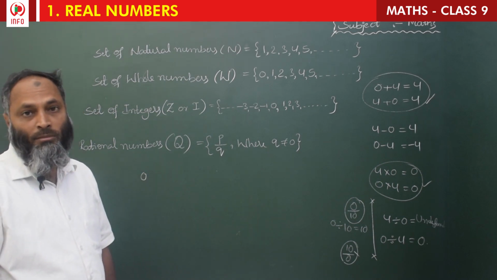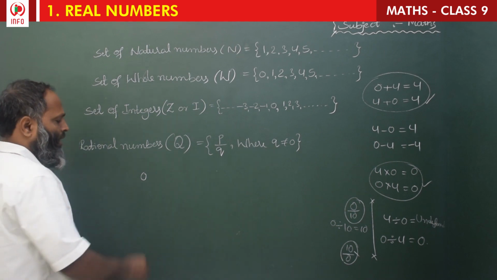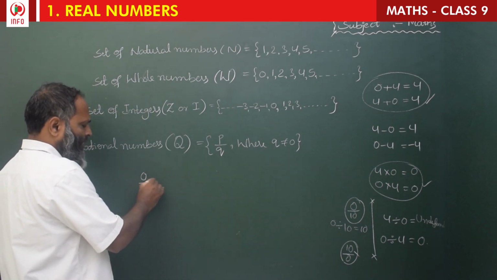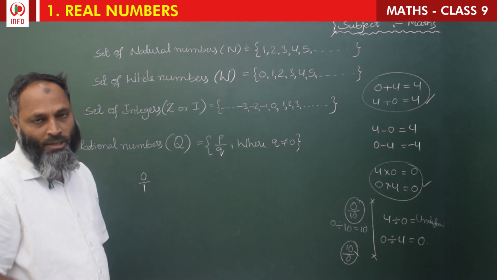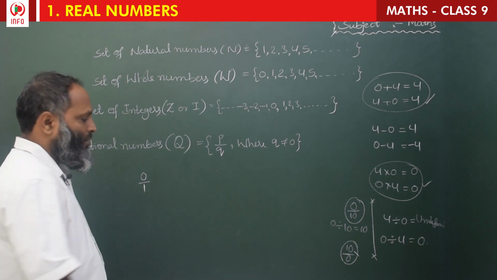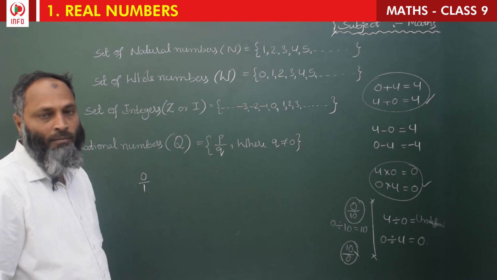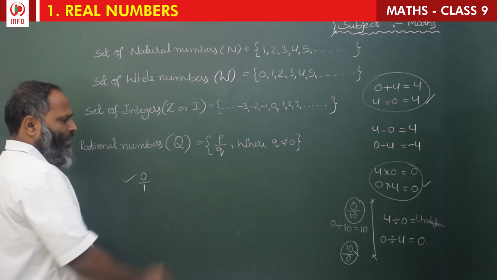Yes, 0 is a rational number. Why is it a rational number? A number without a denominator has a denominator of 1. So 0 has a denominator of 1, that is 0 by 1. So, 0 is a rational number.